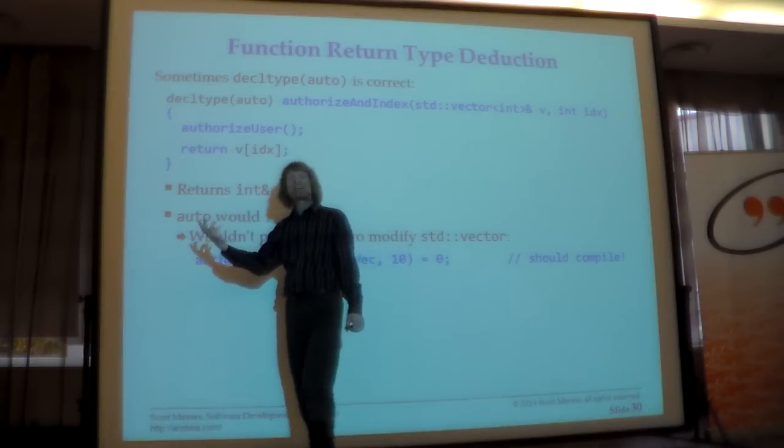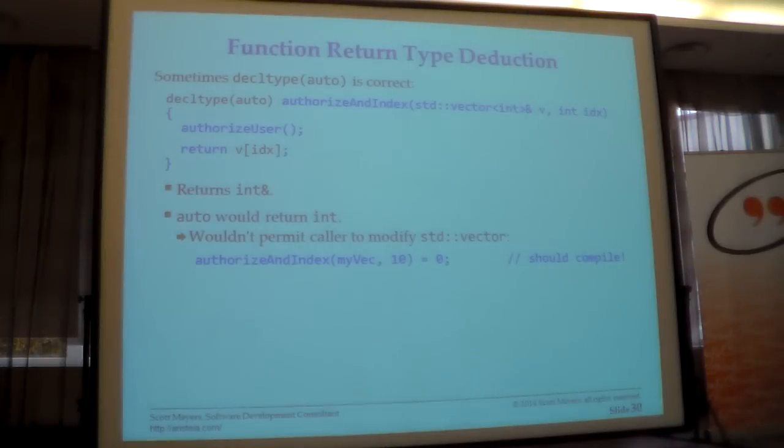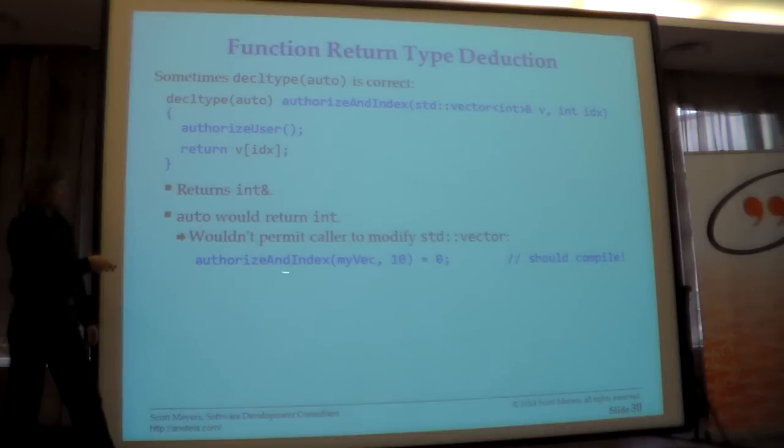The array bracket operator on a vector returns a reference to the referenced element. The array bracket operator returns a reference. I want to return that same reference. So in this case, I can say decltype auto. That allows me to say things like authorize and index, myvec 10 gets 0.